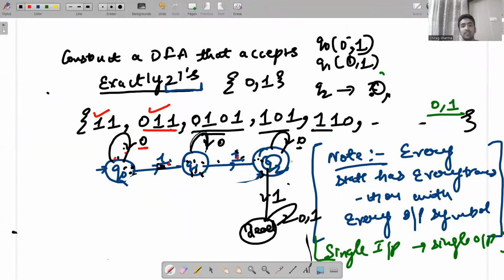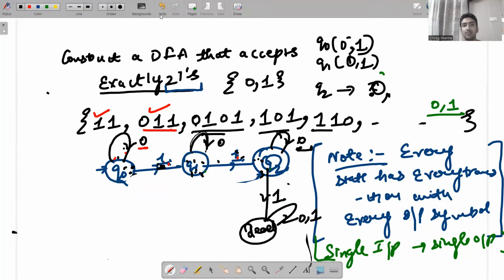And Q2 now has a transition with 0. Yes, this is a valid transition, but Q2 with 1 is not a valid transition because it will not lead up to anything. To represent that every state has every transition with every input symbol, we have included this dead state. But again, every string is accepted, whether it is 1 1 0, 1 1 0 1, 0 1 1 0 1, or 1 1 0. Any number of zeros that come after it is in the form of a loop. Hopefully this part is clear to all.